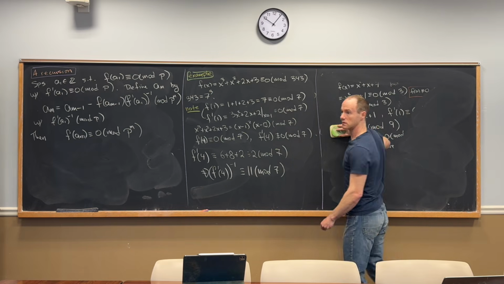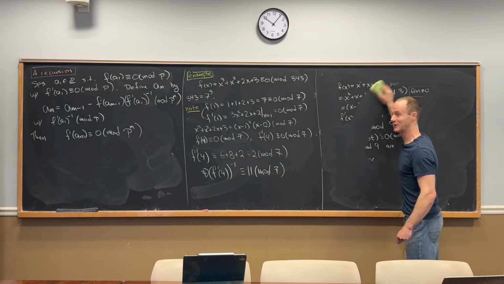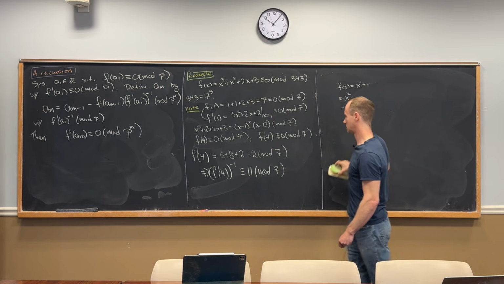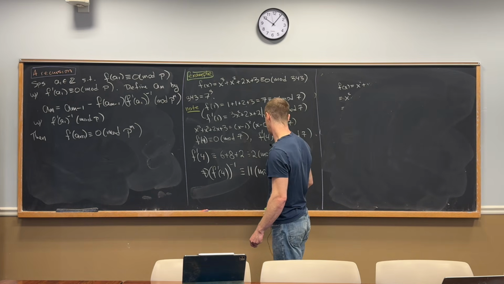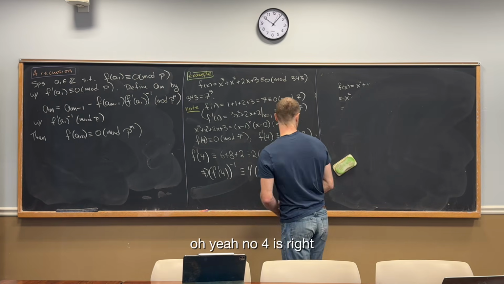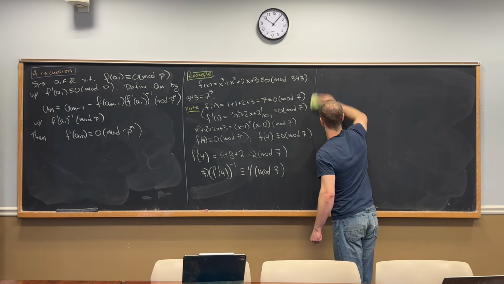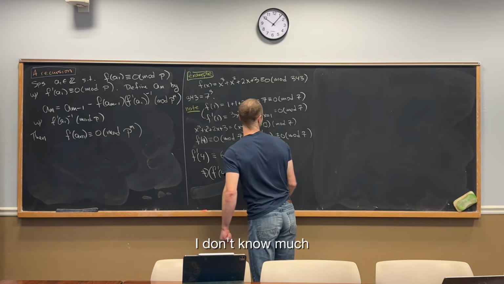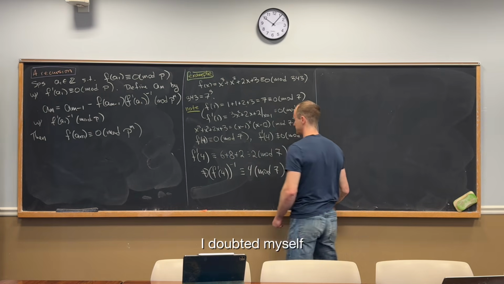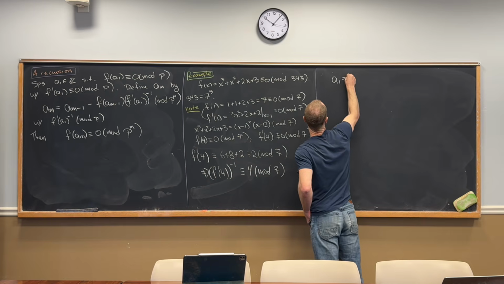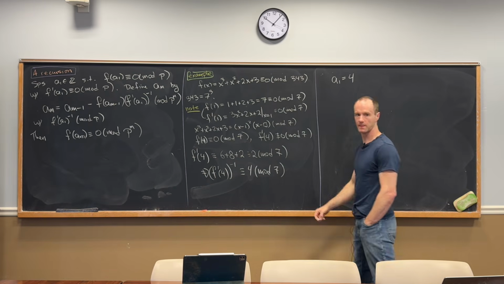Whoa. Why is it not going? The inverse. Oh, it is. Why was I thinking of 11? 11 is the same thing as 4. Oh, yeah, 4 is right. I doubted myself. It was 4. I was right.